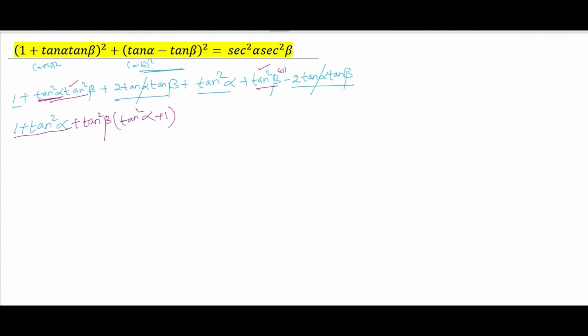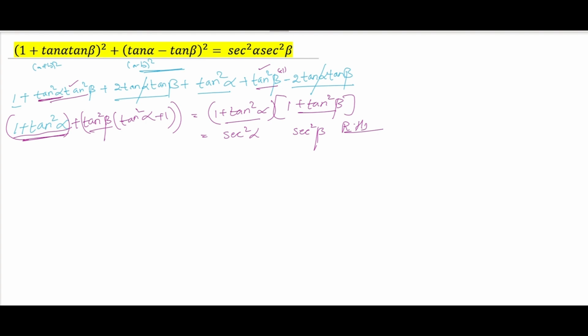Now, again, consider till here. This is like one term and this is a second term. In both the things, we have 1 plus tan square alpha. So, we'll take 1 plus tan square alpha out. That leaves, in this particular term, we'll have 1. And from here, it's tan square beta. From the identity 1 plus tan square theta is equal to secant square theta, here we can write secant square alpha, and here we can write secant square beta, which is the required RHS.